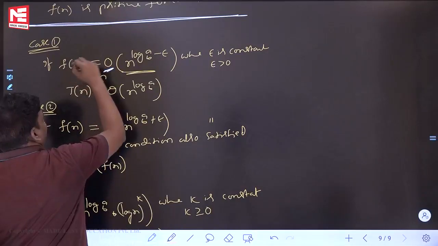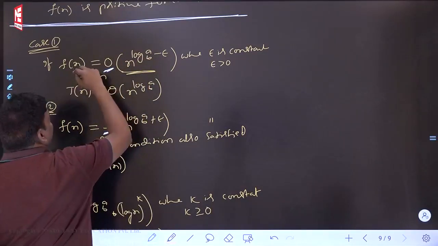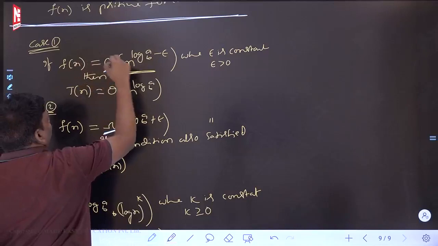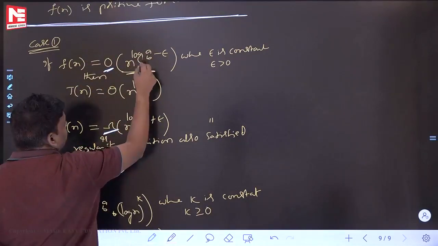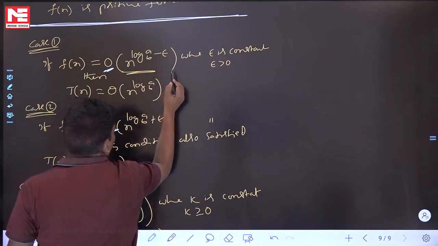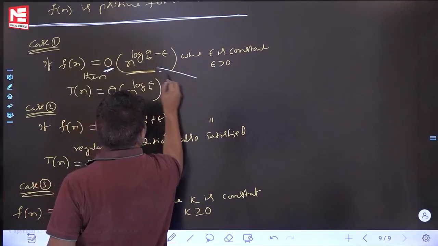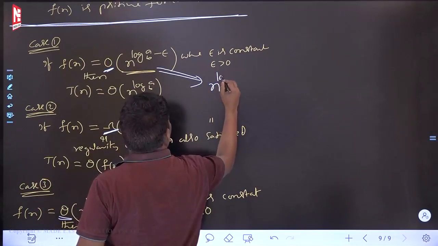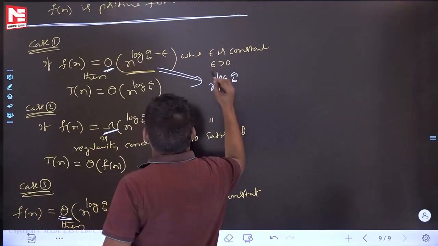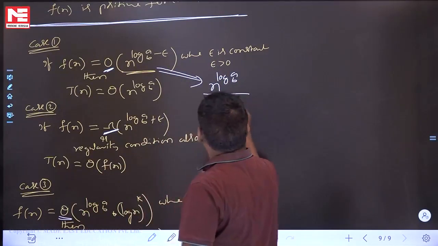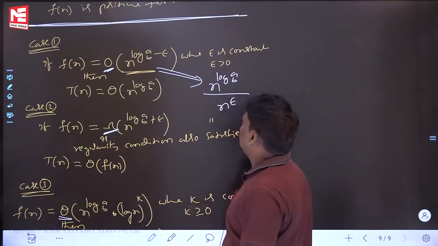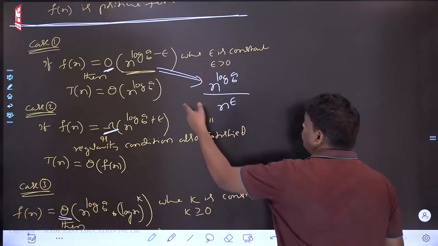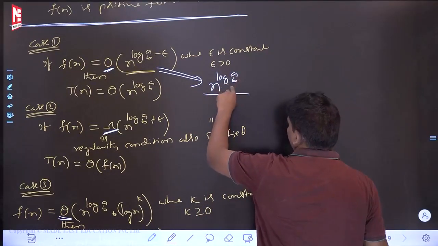In case 1, f of n and n power log a base b, who is bigger? N power log a base b is bigger, that's okay. See the interesting answer. This one is n power log a base b minus epsilon, which is nothing but n power epsilon. F of n is equal to big O of n power log a base b.